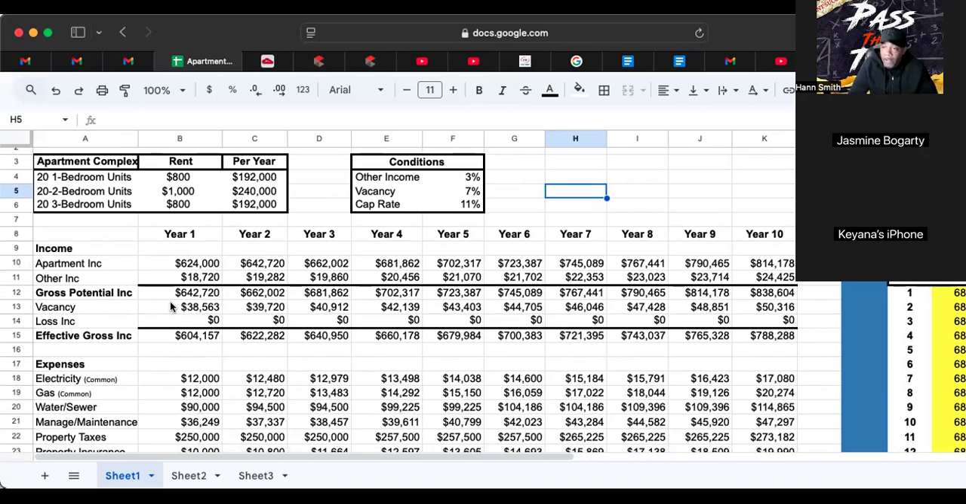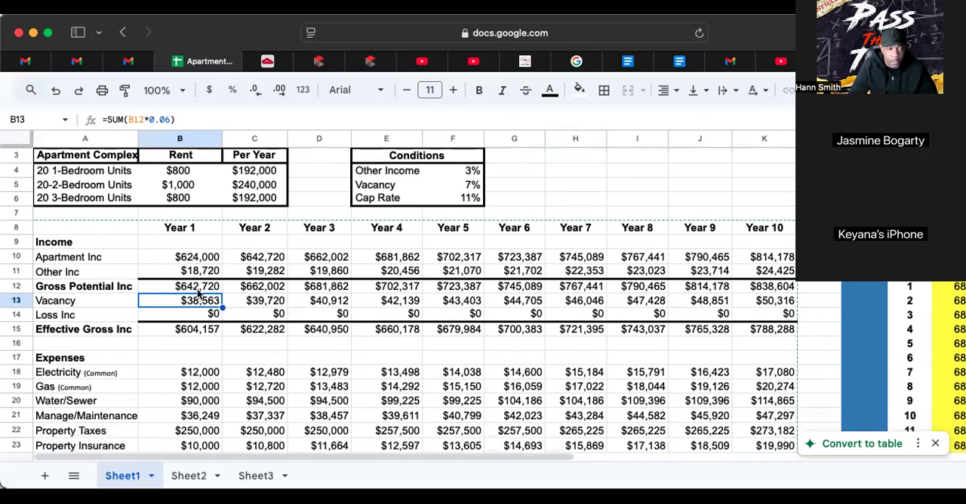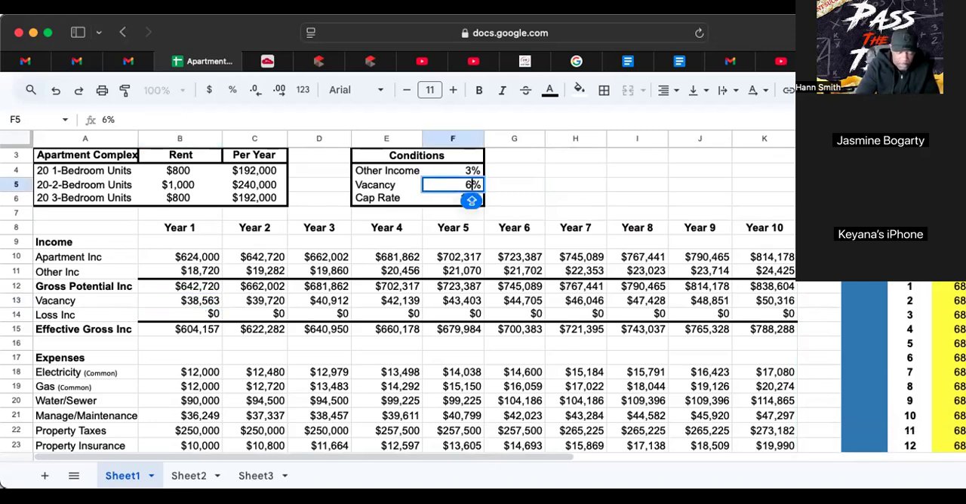So I want to account for that, right? I'm going to account for that. And if you look here, I changed it to 7%, but this is really reflective of 6%. I'm going to just change it back now because I must have been showing somebody something on this. And this is more reflective of 6%. All right. So we've got our gross potential income.